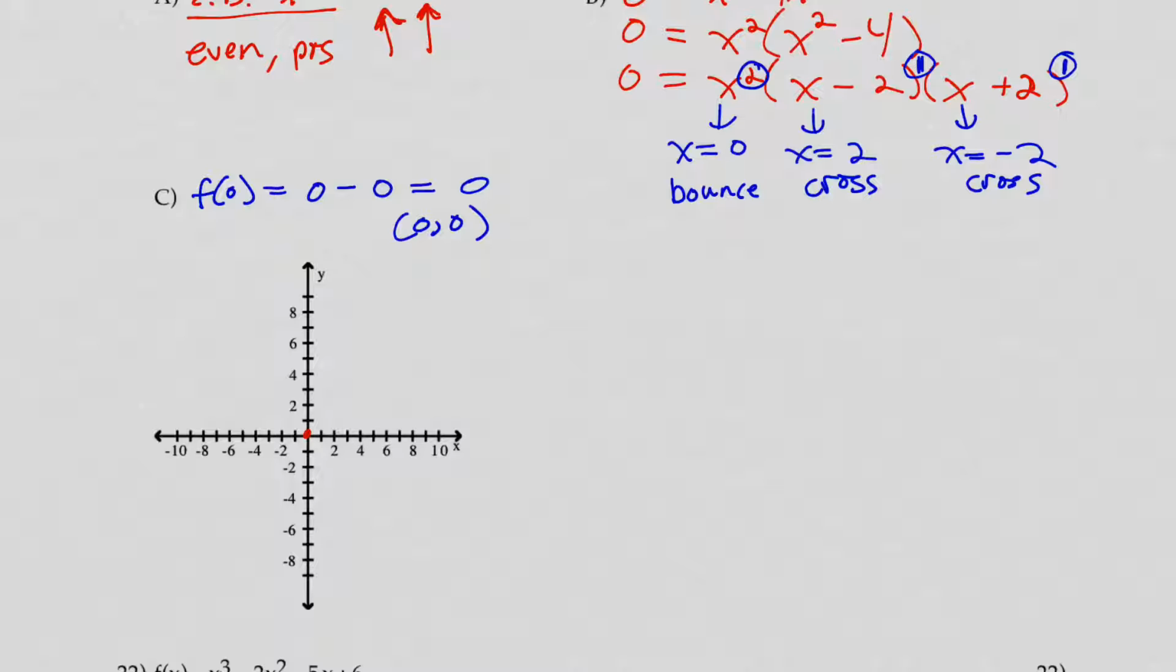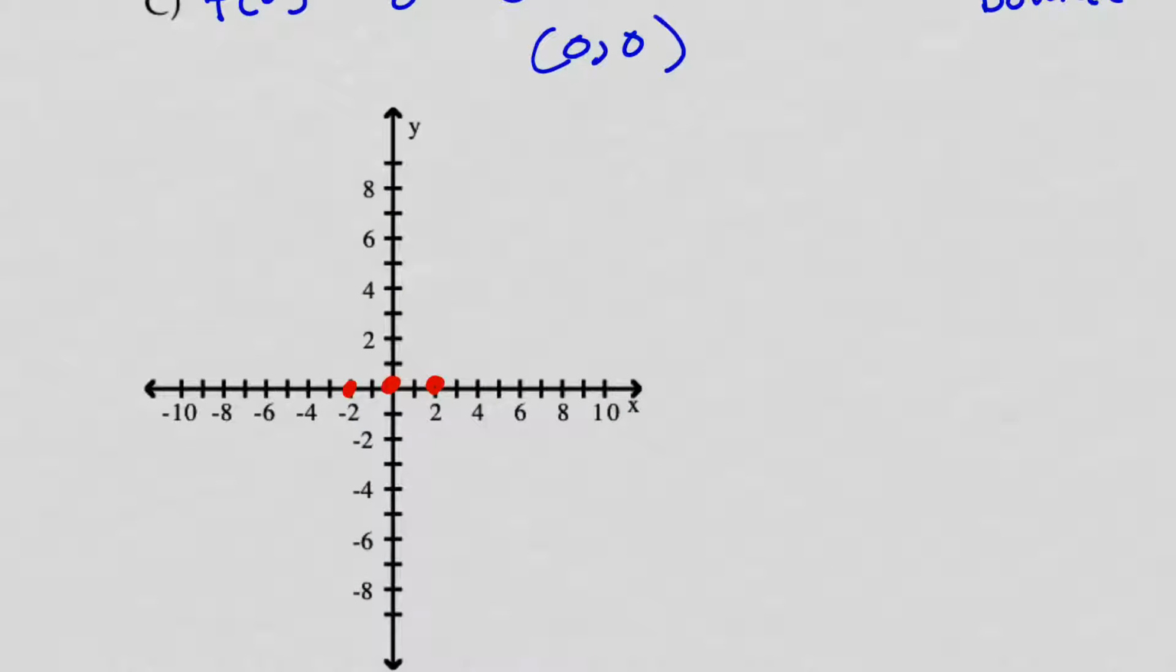So we have an x-intercept at 0, which also is the y-intercept. So those two are the same. We have a 2 and a negative 2. So here we have a cross, and we have a bounce here. And we know the end behavior is going in the same direction. And they're both going up.